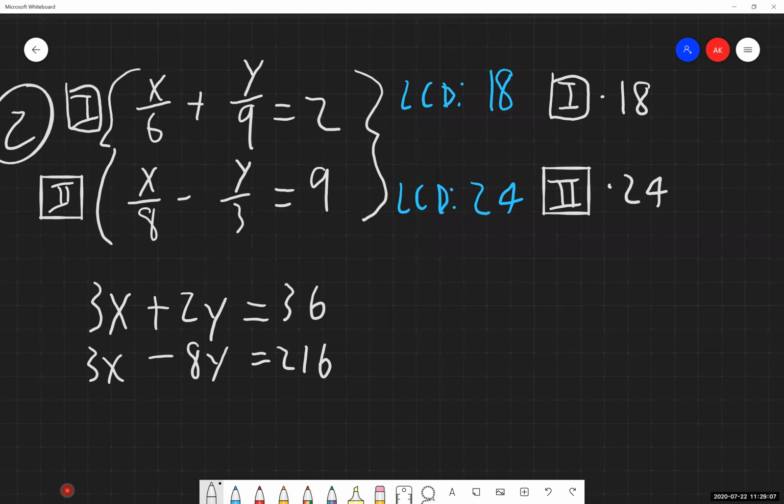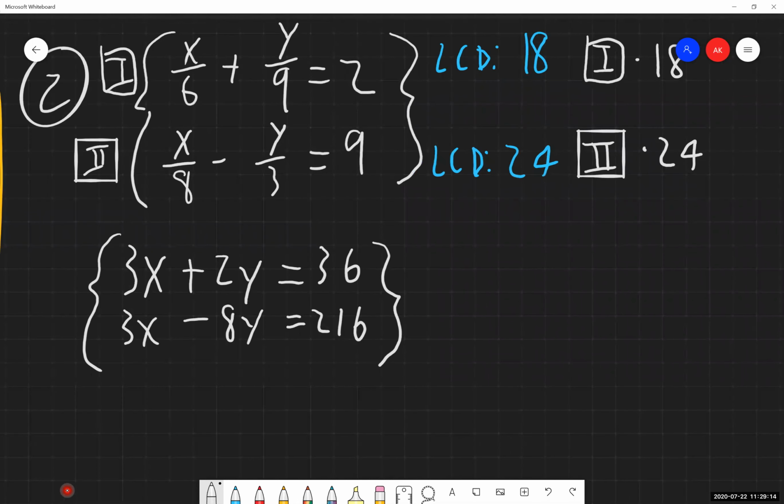So now I have my new system of equations, but all the fractions are gone. And now I can work with this just like I did with the previous example that we went through. I can find an additive inverse and multiply these things, or add them together, and then eliminate a fraction, or a variable, I should say.